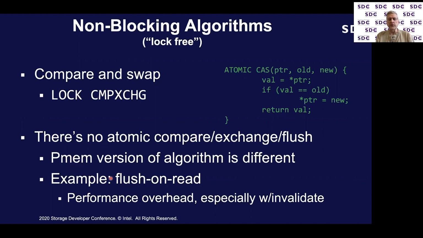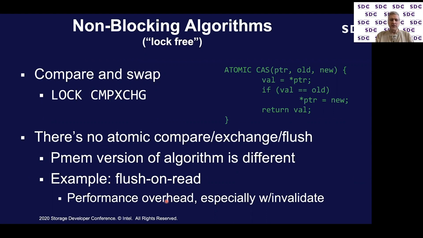One example of this is to do a sort of a flush on read, where every time before you do a lock compare exchange, you read the value, you flush the value to make sure that what you are going to read on this instruction comes from persistence. But of course, that has a performance overhead. Like I said before, the flush also ends up invalidating it.